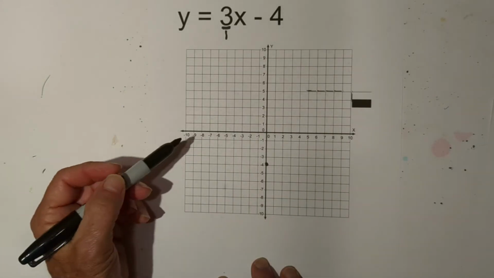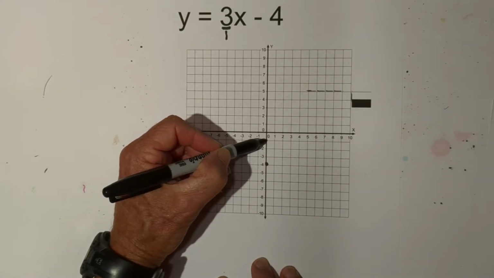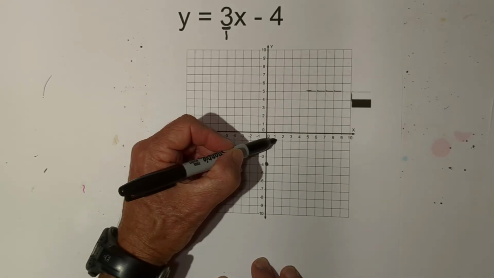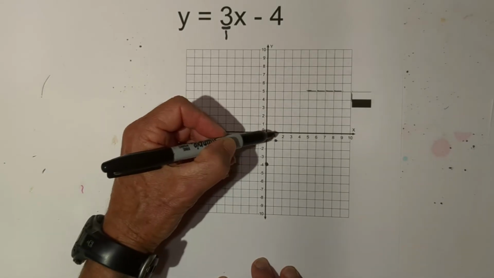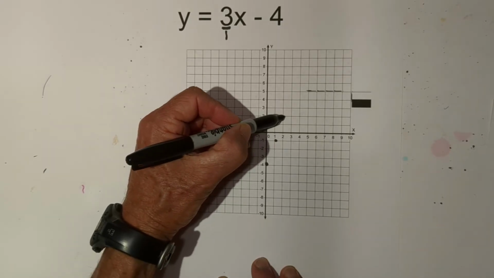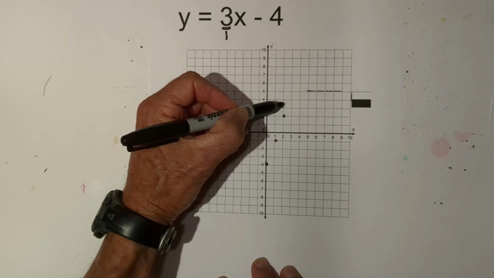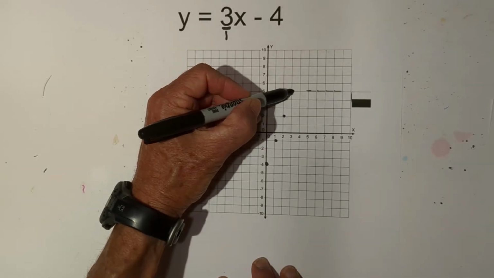So what we're going to do is we're going to go up 3, 1, 2, 3, and we're going to go over 1 and place a point. Then we're going to just repeat. We're going to go up 3, 1, 2, 3, and we're going to go over 1. And we can continue to repeat this. 1, 2, 3, over 1.